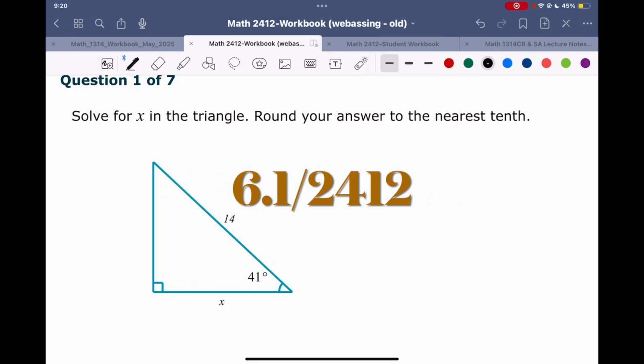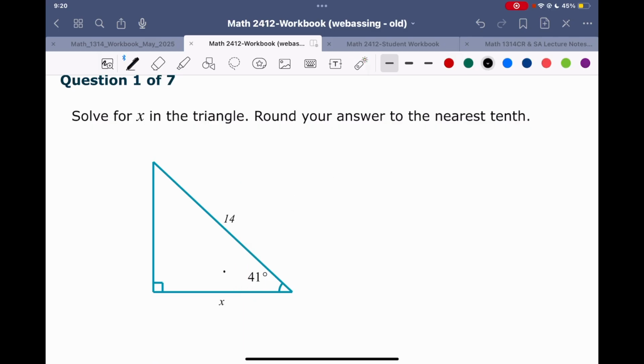Solve for x in a triangle, round your answer to the nearest tenth. This is going to be your theta. So theta equals 41. X is going to be your adjacent. Across is going to be your opposite. And then your diagonal is going to be your hypotenuse. So we know theta equals 41.